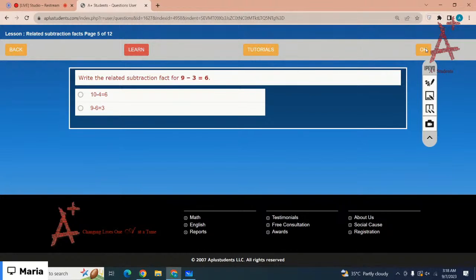Yes, very good. Option number 2 is the correct option. Yes, that is option number 2. 9 minus 6 equals 3.